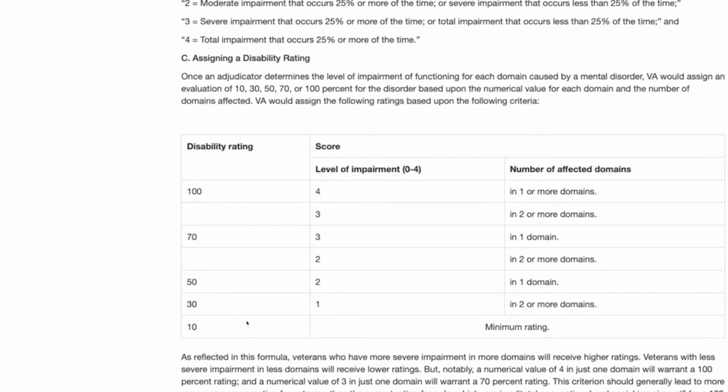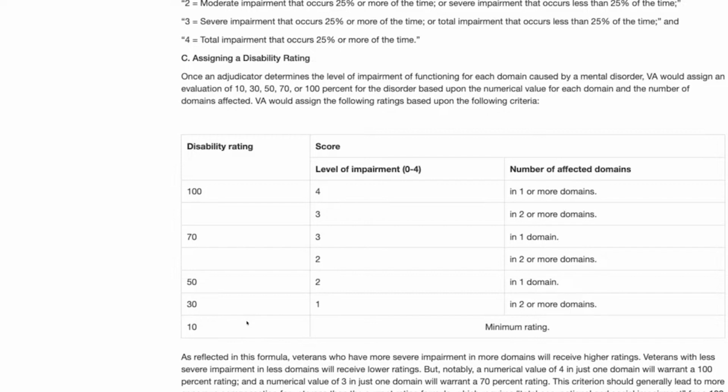That means you had a 1 in at least, well, we read about it where you see the 30, where it says 1 in 2 or more domains. So you have two 1s to get the 30. The 10% minimum rating, okay, so you have one 1 is probably a 10. And then as we're going up, 50 kind of has 2.